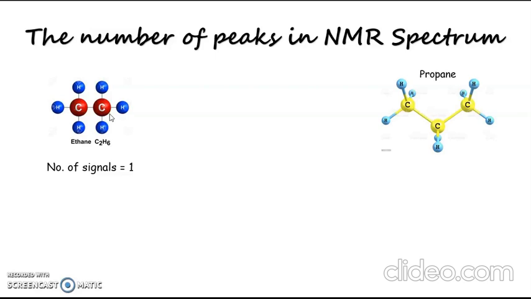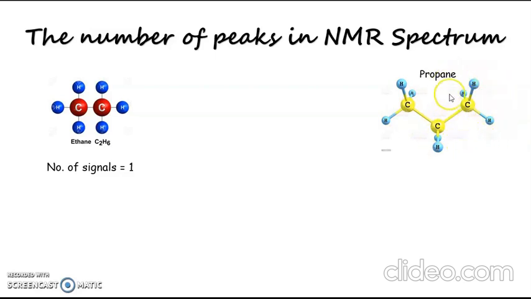Next, I am considering the propane molecule. Here we can check the environment of different groups. First, I am considering the methyl group. According to this methyl group, its environment is the methylene group. Then, I am considering the methylene group. According to this, the 2 methyl groups are the neighbors. So, both of them have different chemical environments, so they should give different signals.